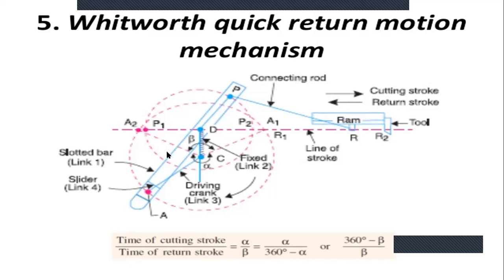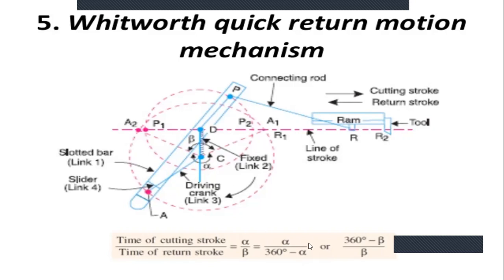So a total of four links are there. Link 1 is the slotted bar, link 2 is the fixed link, link 3 is the crank, and link 4 is the slider. So there are four links between two crank positions. In this mechanism also, it consists of two strokes, the cutting stroke and the return stroke, in between the points R1 and R2. So R1R2 is the line of stroke points of the ram for the cutting stroke and return stroke.